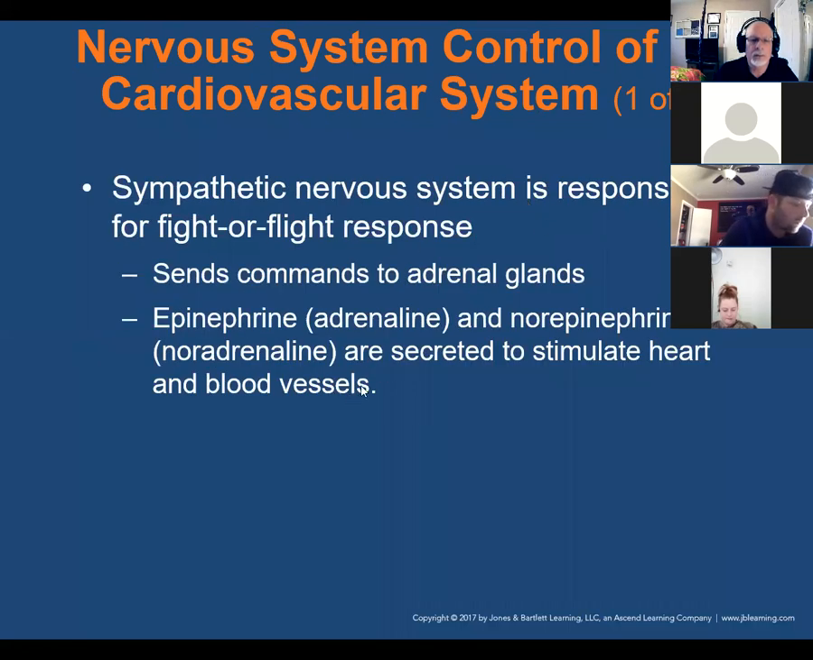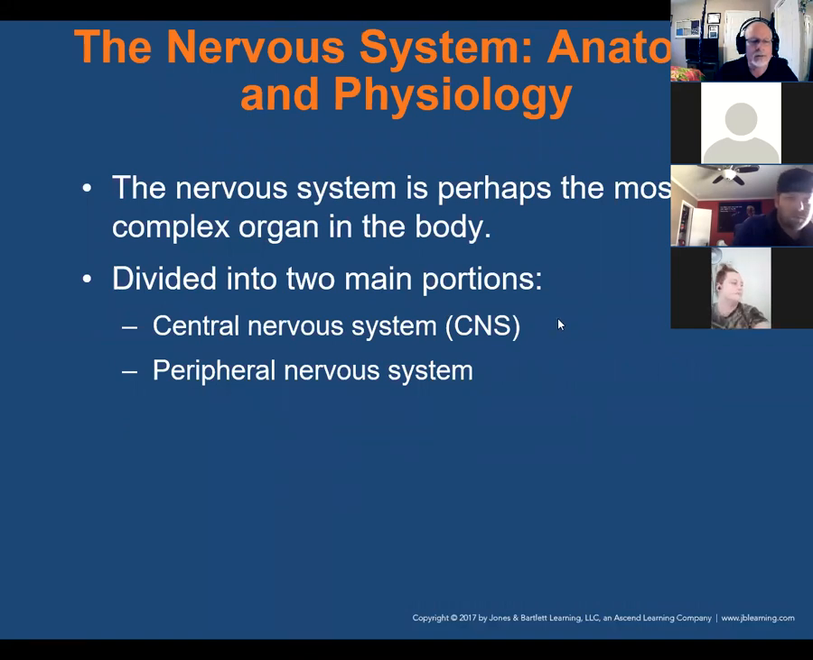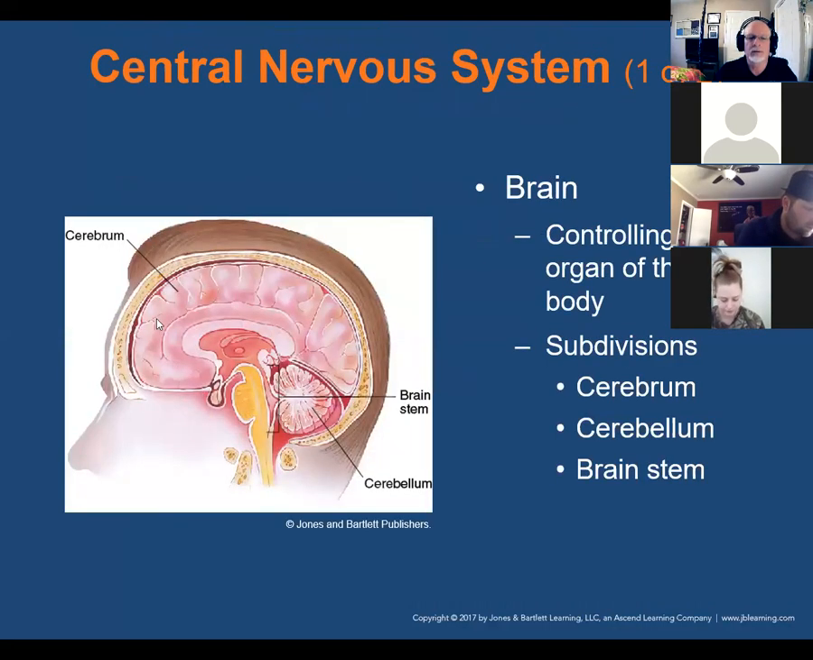Fight or flight is sympathetic nervous system. Okay, we'll worry more about that later. I won't give you a fight or flight question. I'll draw these on the board in lab because it won't make a whole lot of sense talking about it now. Central nervous system, that's your brain and spinal cord. Peripheral nervous system is everything else.